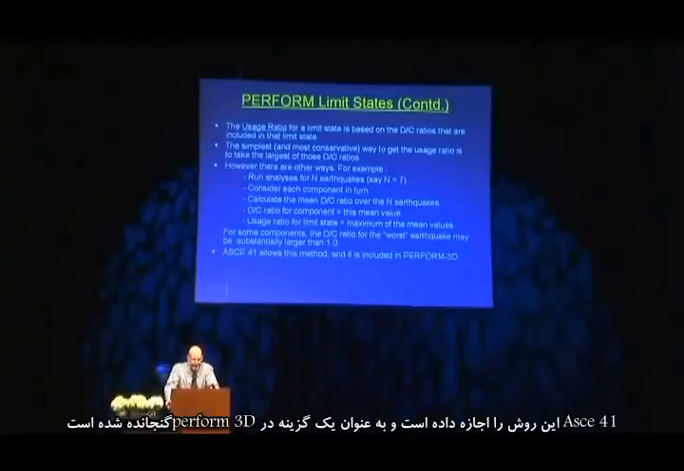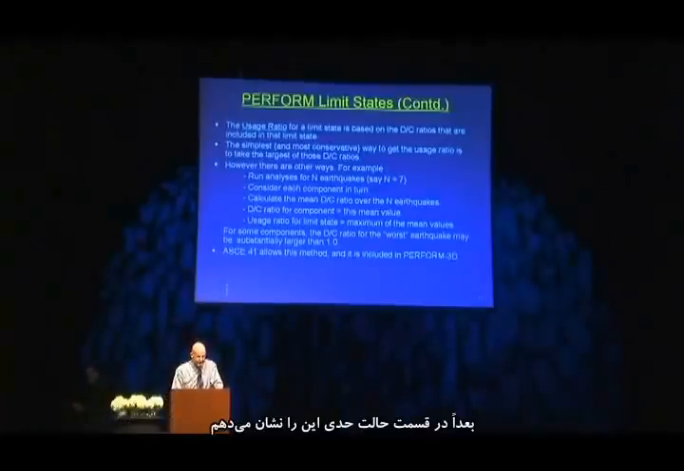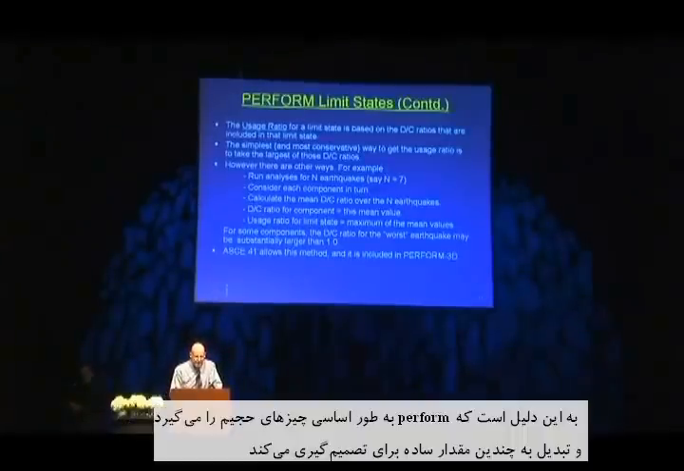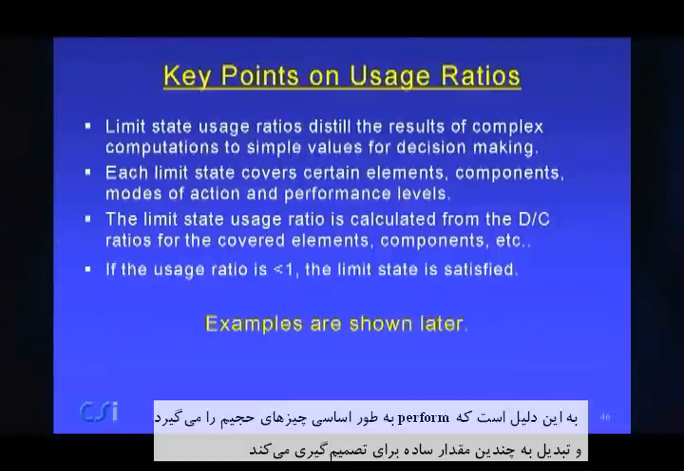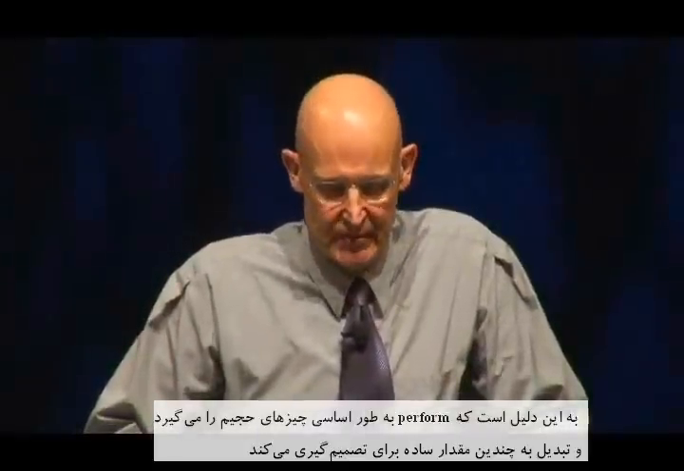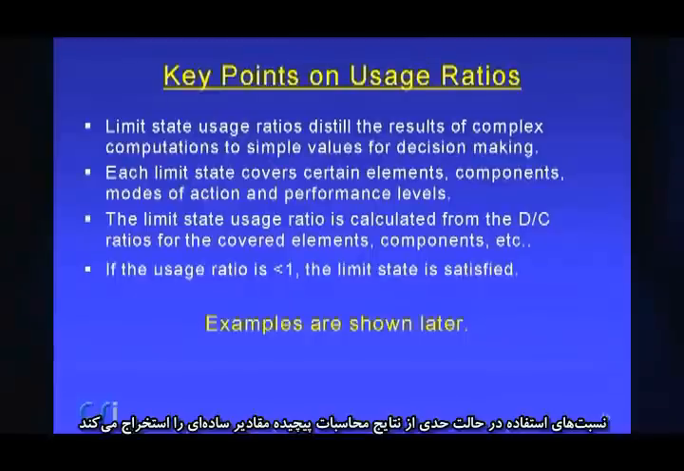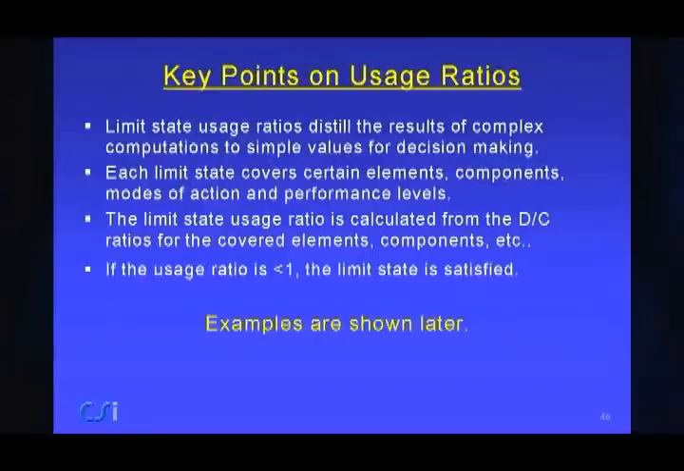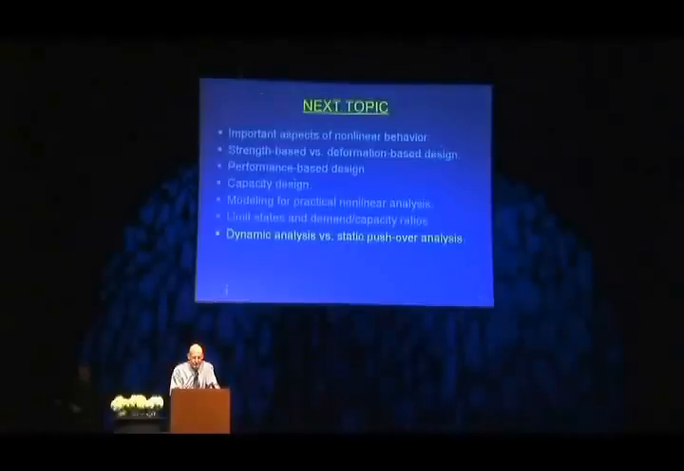ASCE 41 allows this method, and it is included as an option in Perform 3D. I'll demonstrate this later on when we show some limit states. So this is the way Perform takes an awful lot of stuff and distills it down to a few simple values for decision making. The limit state usage ratios distill the results of complex computations into simple values. I'm going to show some examples in a moment.